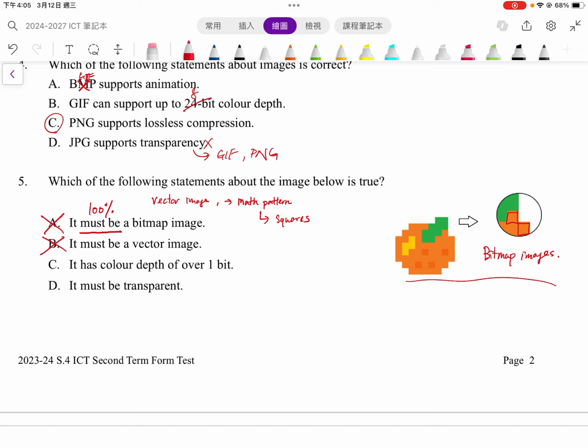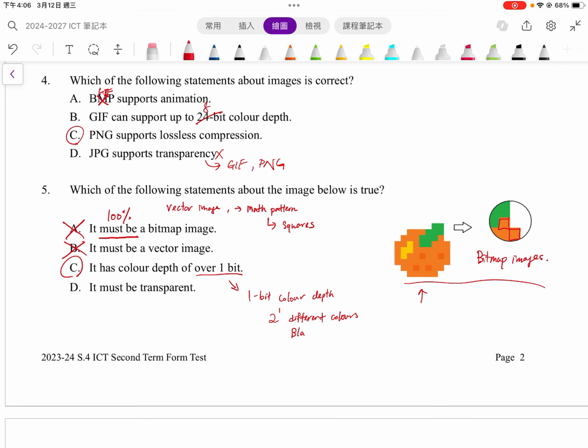So number C, it has color depth over 1 bit, which is right, because when we say 1 bit color depth, it means that we have 2 to the power of 1 different colors. And for this image, definitely, you can see not only black or white, but you can see different colors. For example, orange, yellow, green. So in this case, we should have over 1 bit of color depth. And D, you do not know about the file format, so you do not have this choice.